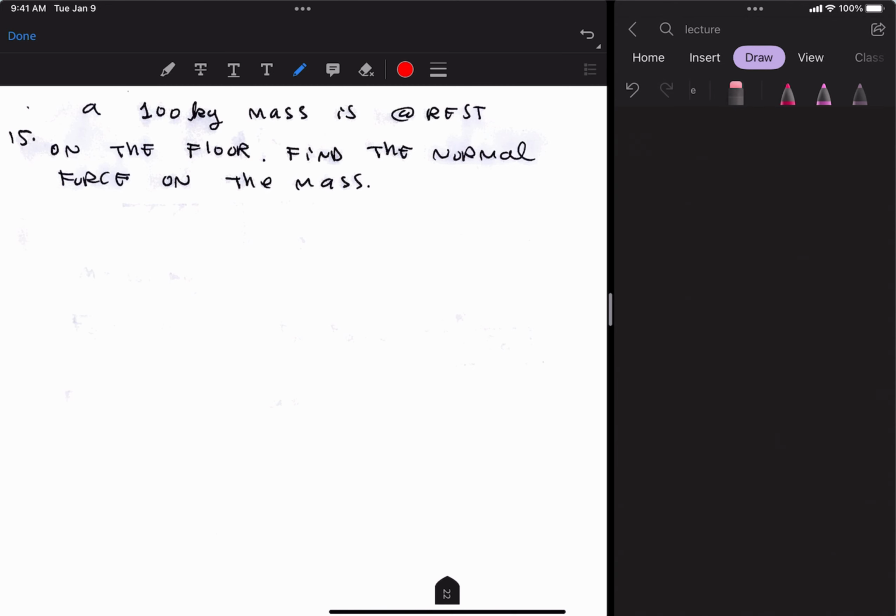The next word problem says a 100-kilogram mass is at rest on the floor. Find the normal force on the mass. Alright, so go ahead and pause, try to solve this word problem, and when you're ready, unpause.